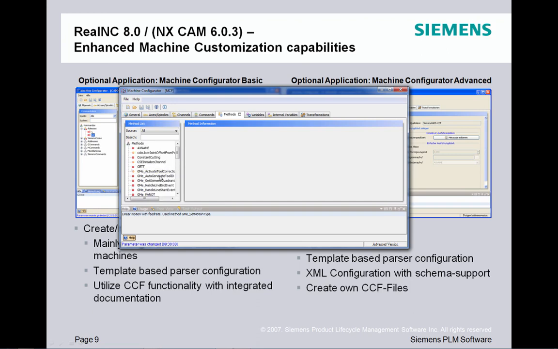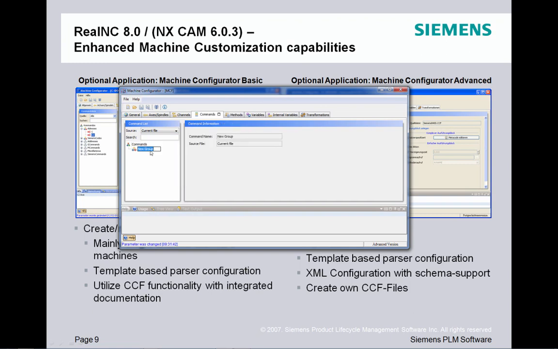On the method side, this is a way to reuse capabilities, so it's kind of a subprogram that you can use in the commands. Then variables, internal and system variables. This gives you access to, for example, Siemens system variables on a Siemens controller. Internal variables can be used to store information temporarily. And transformations have to do with zero offsets, tool length compensation, and things like that.